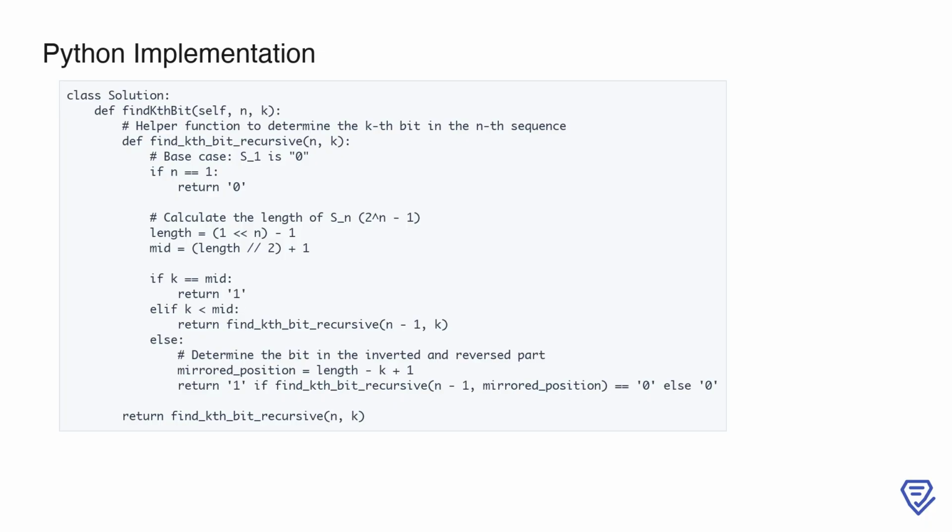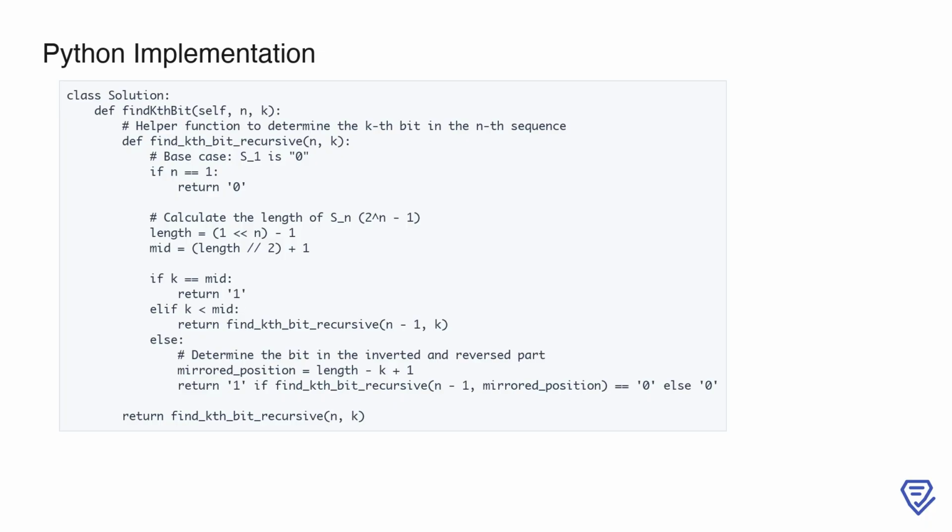If k equals the midpoint, the kth bit is 1, since the middle bit in S_n is always 1 by definition. 4. Recursive calls: if k is less than the midpoint, the kth bit lies in the first half of the sequence, which is identical to S_(n-1). Thus, the function recursively calls itself with n-1 and k. 5. Mirrored position: if k is greater than the midpoint, the kth bit lies in the inverted and reversed part of S_n. To find the corresponding position in S_(n-1), the mirrored position is calculated as length - k + 1. The bit at this position in S_(n-1) is inverted to get the kth bit of S_n.